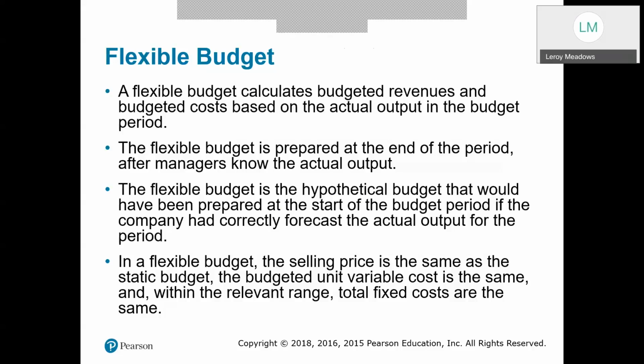But the only difference between the two is the static budget is based on what we predicted to sell at the beginning of the period. In the total amount of the flexible budget, we're going to take that same budgeted unit variable cost and multiply it by our actual units to get the amount we should have budgeted if we would have known exactly how many we were going to sell.